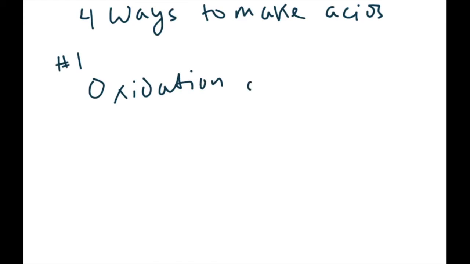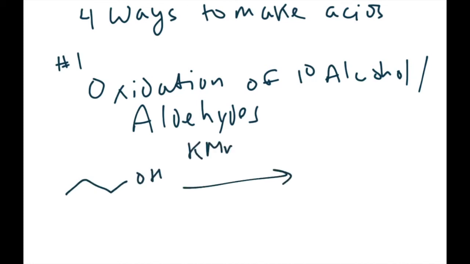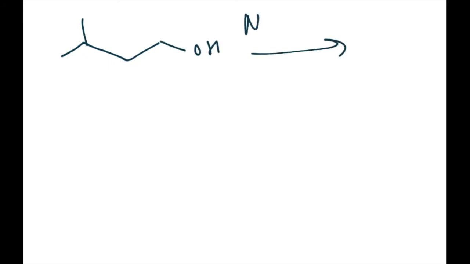oxidation of primary alcohols. And I'm going to roll aldehydes in here as well. Right? So you have a primary alcohol. You use one of our strong oxidants, so KMnO4 would work. Make an acid. Sodium dichromate, sulfuric acid. We'll actually make those look like letters.